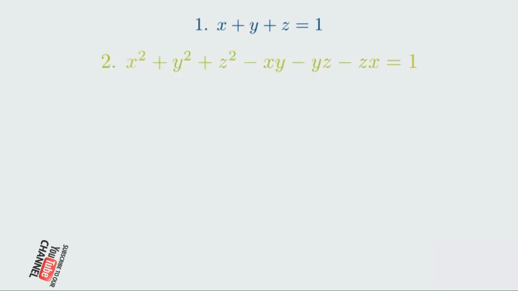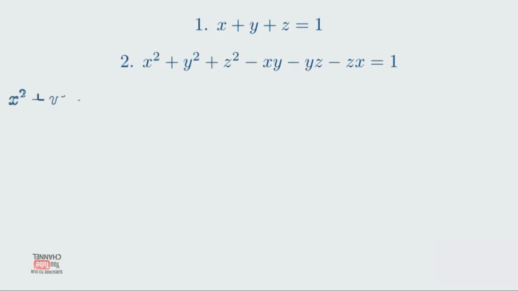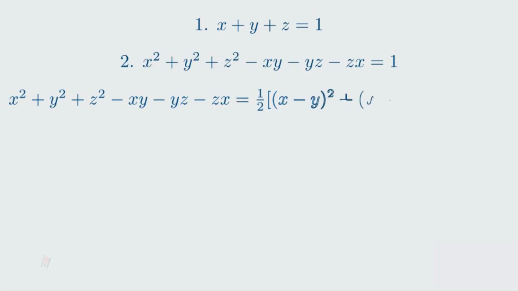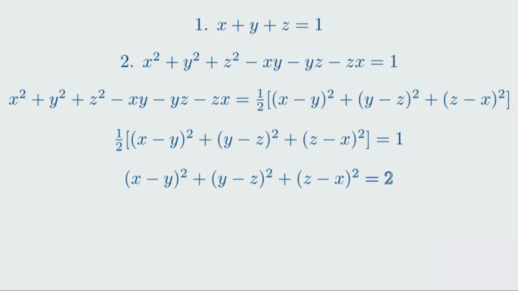Let's focus on equation 2 for a moment. We already found an alternative form for it. We know that x squared plus y squared plus z squared minus xy minus yz minus zx is equal to 1/2 of the quantity (x minus y) squared plus (y minus z) squared plus (z minus x) squared. Since the expression equals 1, we can set them equal to each other. 1/2 times the sum of squares equals 1. Multiplying by 2, we get (x minus y) squared plus (y minus z) squared plus (z minus x) squared equals 2.